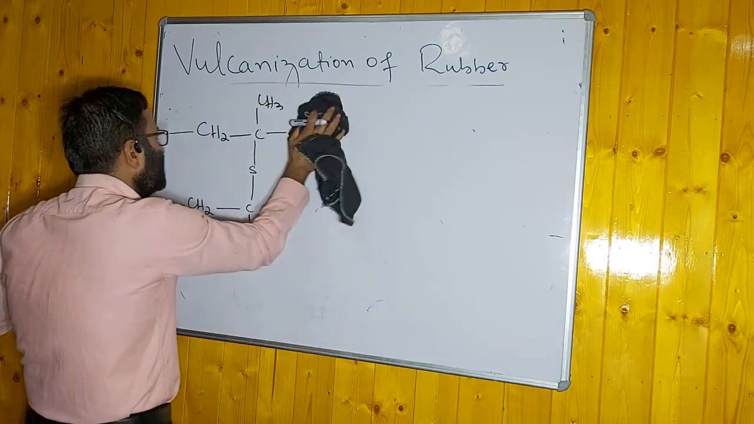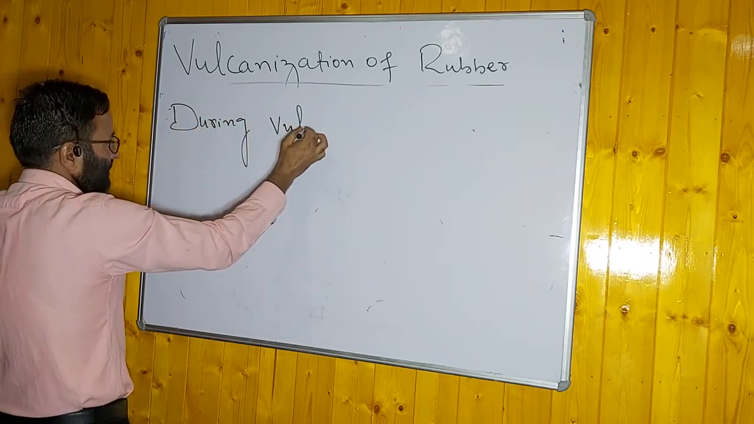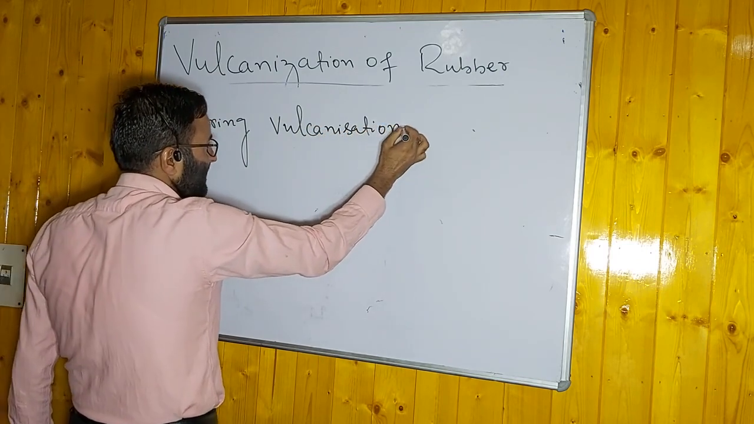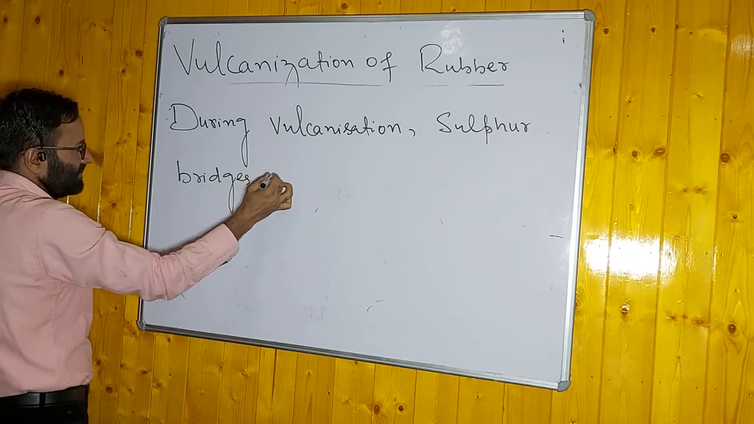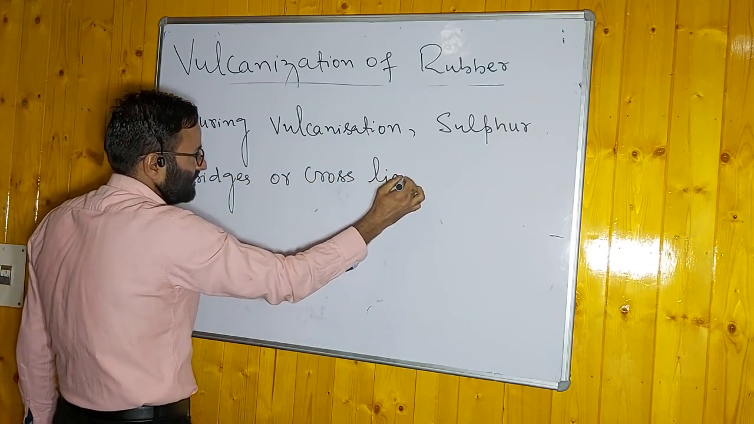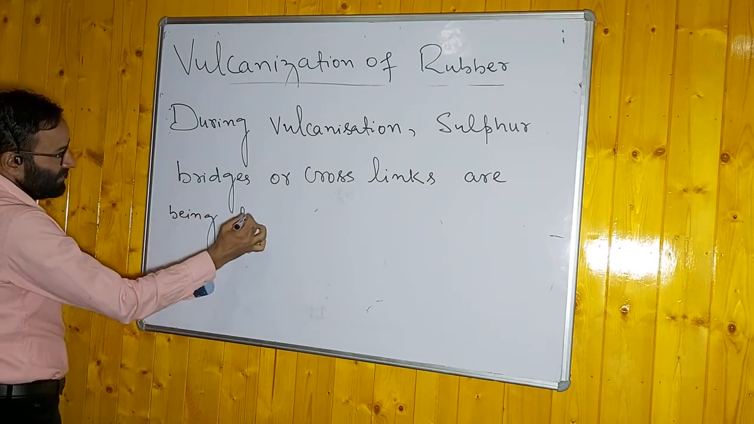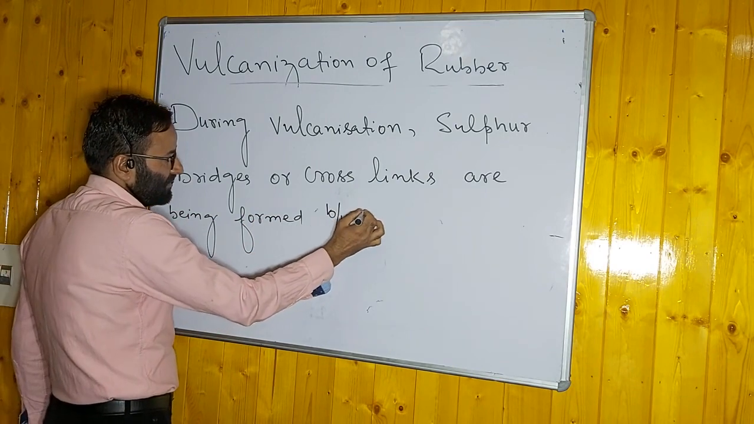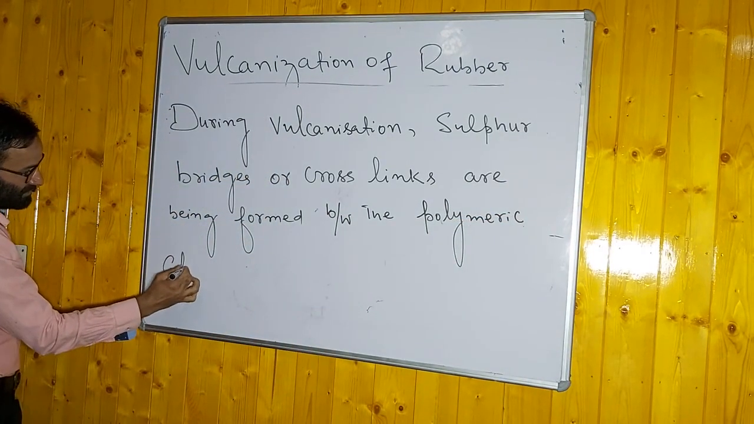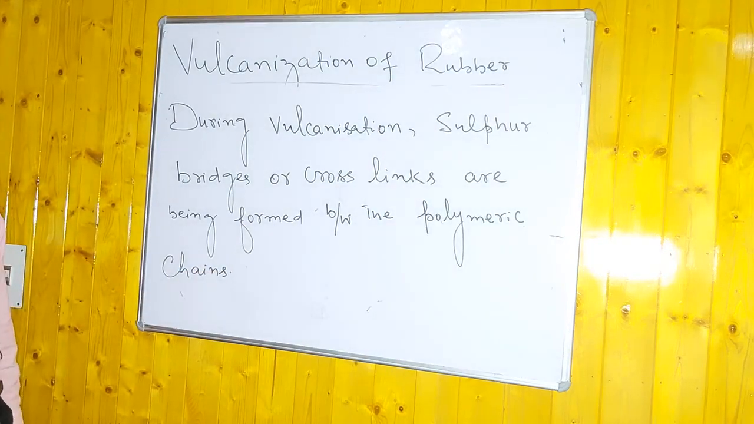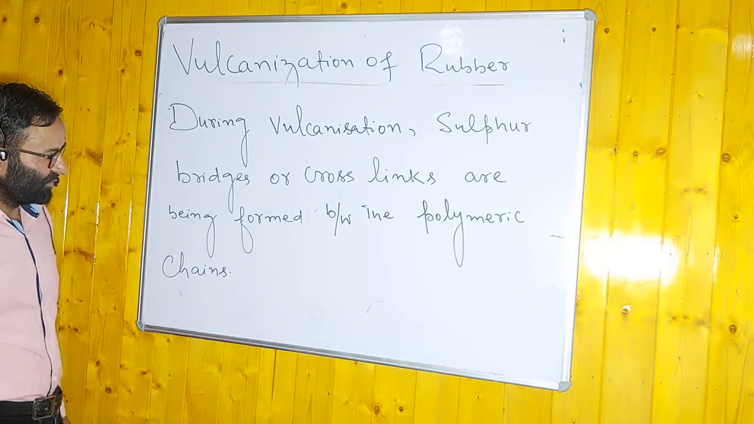What happens during vulcanization? During vulcanization, sulfur bridges or cross links are being formed between the polymeric chains. And while the sulfur bridges are being formed, sulfur links are being formed at the reactive allylic positions or at the double bond position. You can also mention this.